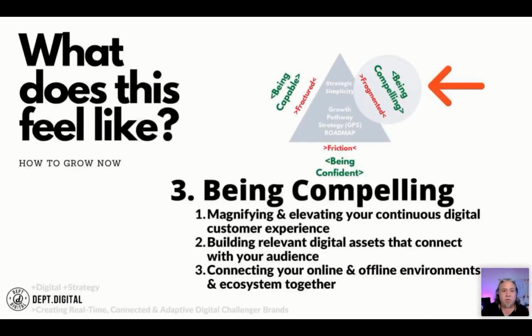All right, and the third one, what does this feel like? Being compelling. The frustration is fragmented. How do we solve that? We solve that by being compelling. How do we become compelling? There's three ways. Number one is magnifying and elevating your continuous digital customer experience.